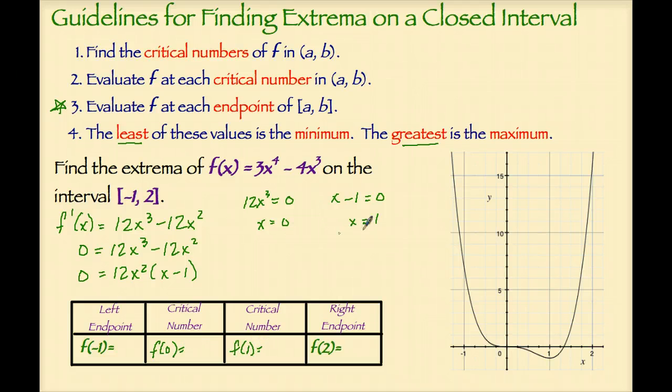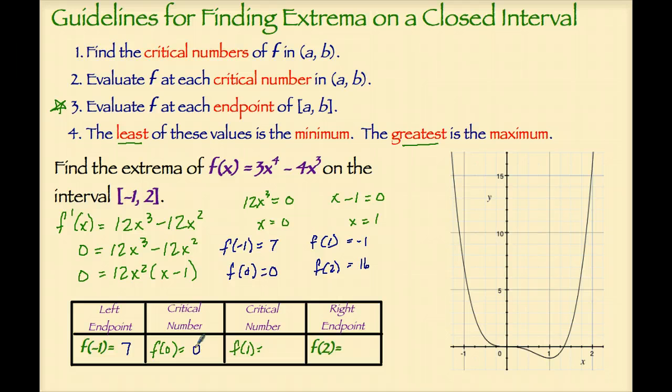Remember that once you have the critical numbers, you go back to the original function to find the y values. So let's look at f of -1 first. Gives us 3 plus 4, which is a 7. F of 0 gives us 0. F of 1 gives us 3 minus 4, which is -1. And F of 2 gives us 48 minus 32, which is 16.